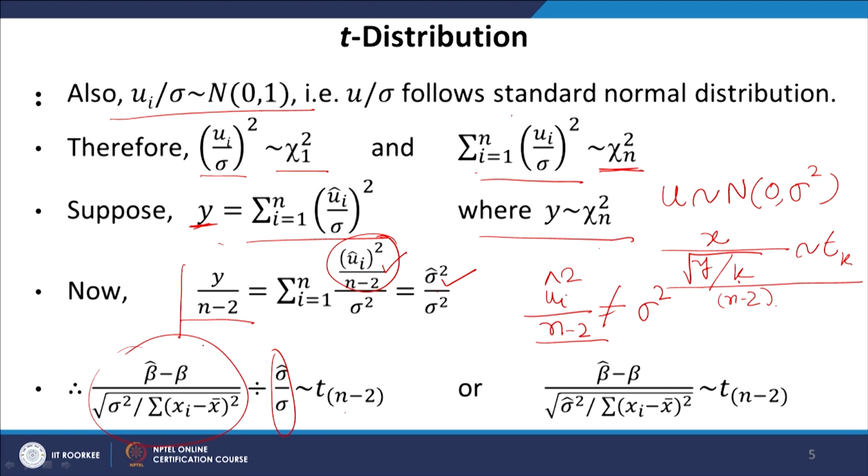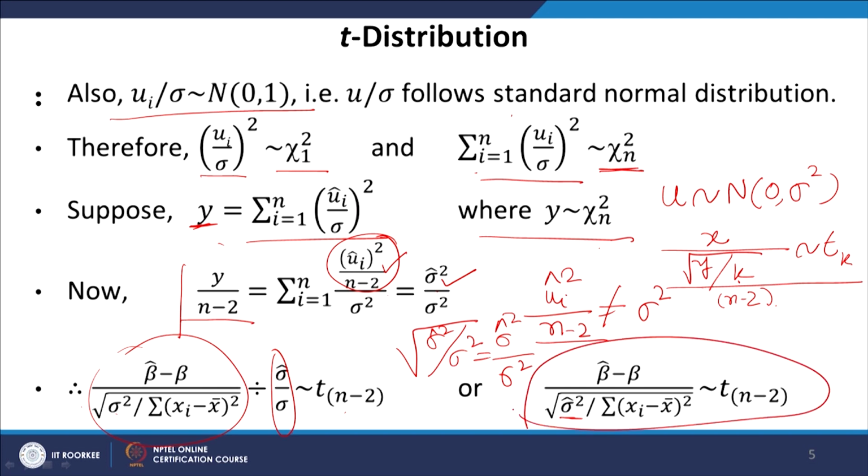So, we actually have in the denominator root over sigma hat square divided by sigma square, right. So, when sigma square comes out it becomes sigma, sigma cancels out, and we have sigma hat square in the root. This is how beta hat minus beta divided by root over sigma hat square divided by summation x_i minus x bar whole square follows a t distribution with n minus 2 degrees of freedom.